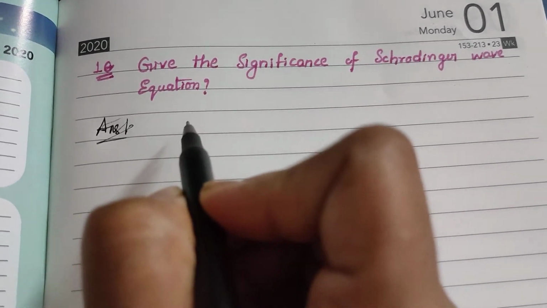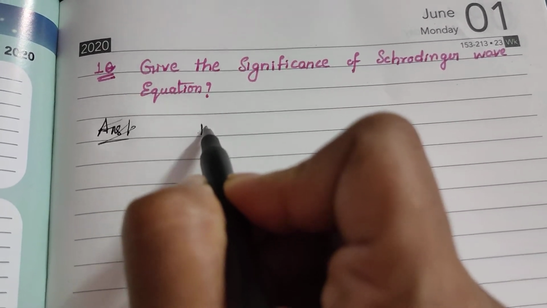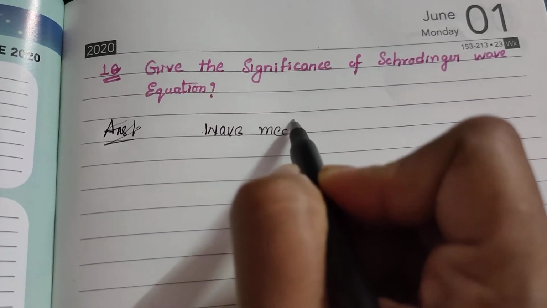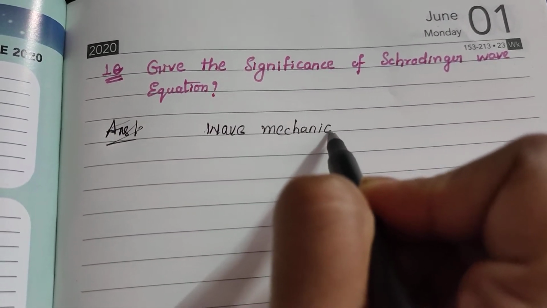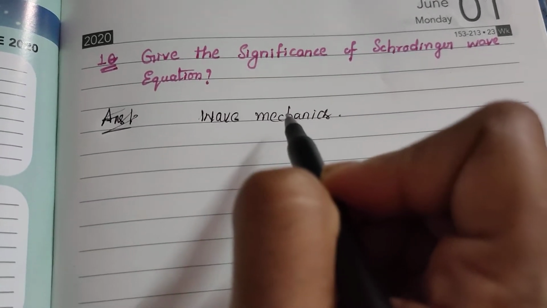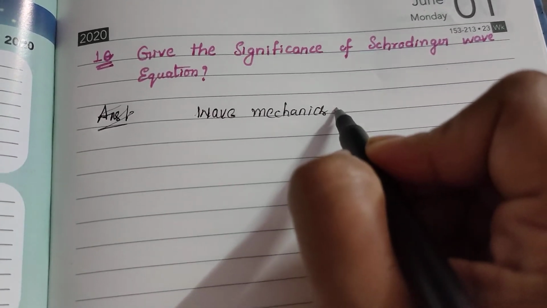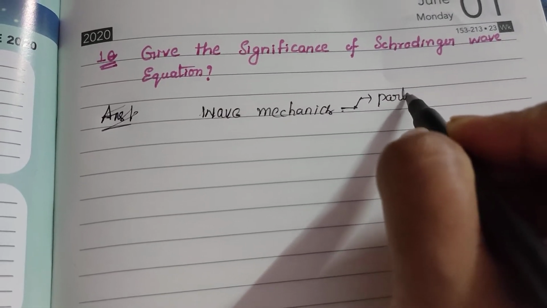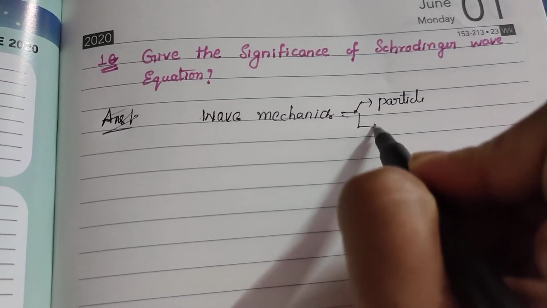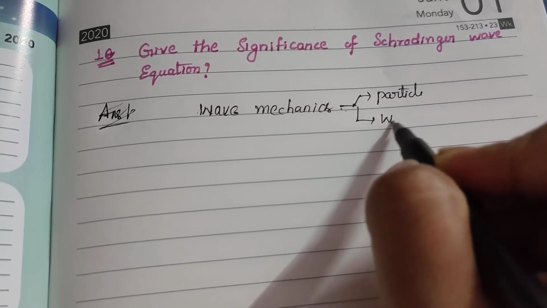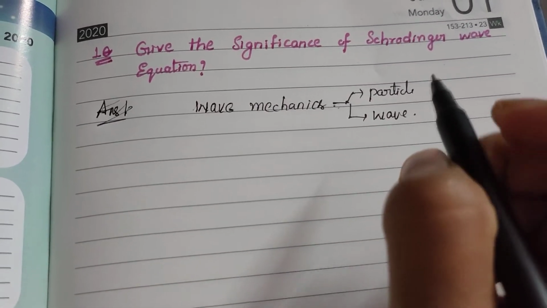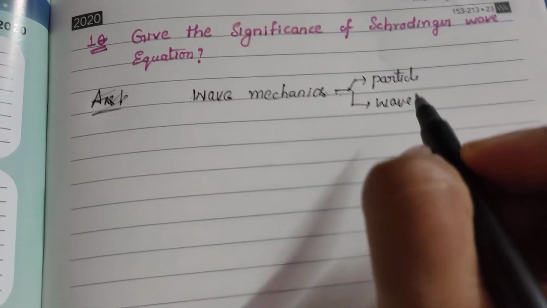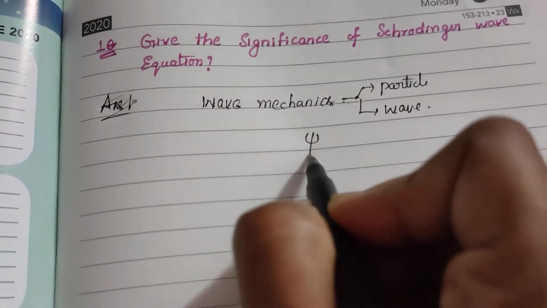According to quantum mechanics, also called wave mechanics, the particle is considered as a wave. There is no distinction between the particle and the wave. So they consider that an electron can move as a particle as well as a wave, and usually the system can be described by a mathematical function that is called the wave function psi.